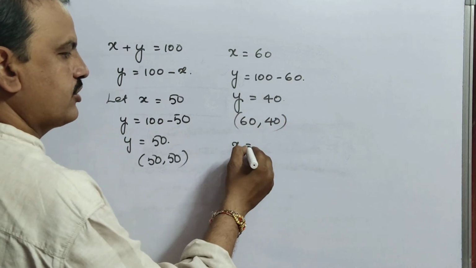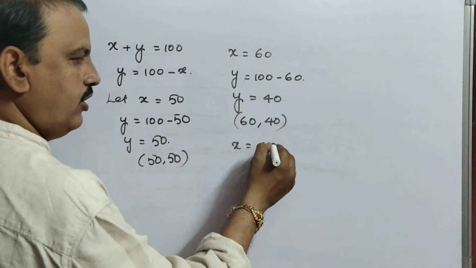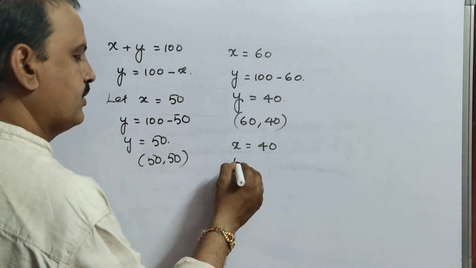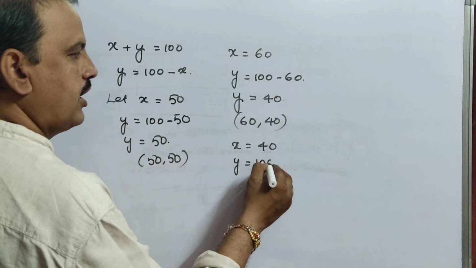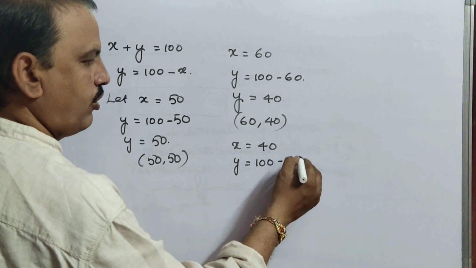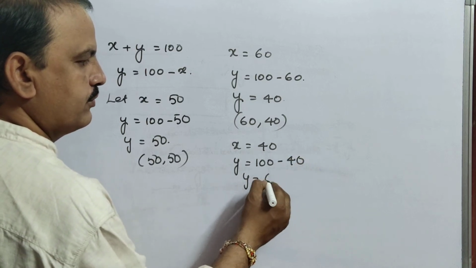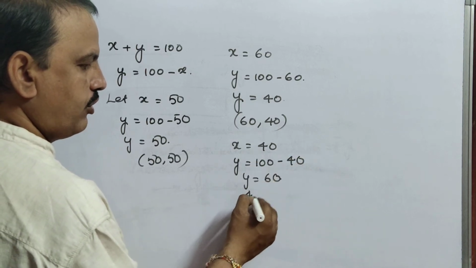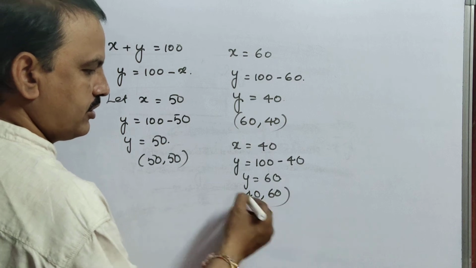Next, x equals, if you want you can take 40 or you can take 70, anything same. So y equals 100 minus 40. So y equals 60. That means 40 comma 60, you got it.